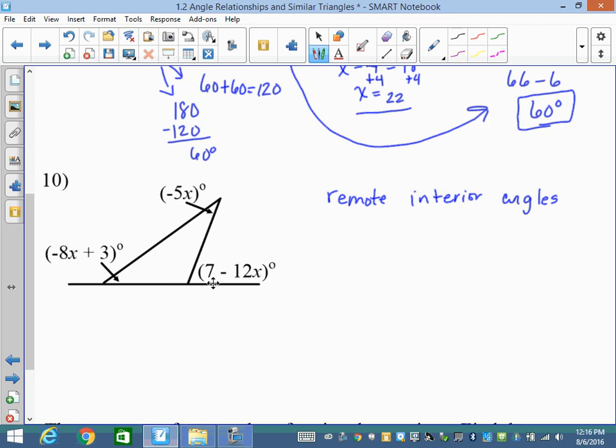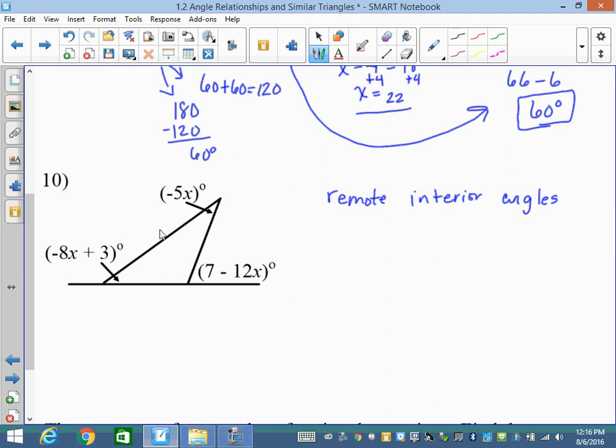A line is 180 degrees. These two must add up to 180. And the 3 angles in a triangle must add up to 180. So this is where the remote interior angles theorem comes from, is that these two must be the same as this guy here, since this guy is supplementary to the third angle, and all 3 angles must add up to 180.